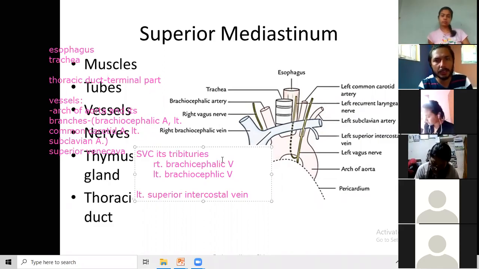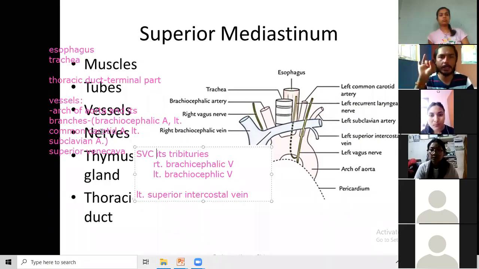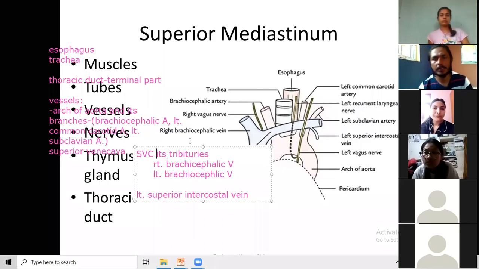So what are the tributaries? Right brachiocephalic and left brachiocephalic. And the next vein is the left superior intercostal vein. So arch of aorta and its branches, superior vena cava and its tributaries, and next is the left superior intercostal vein. These are the major vessels you will see in this region. Actually, this left superior intercostal vein drains into the left brachiocephalic vein only. You can see in this picture, this is one tributary of the left brachiocephalic, the left superior intercostal vein.